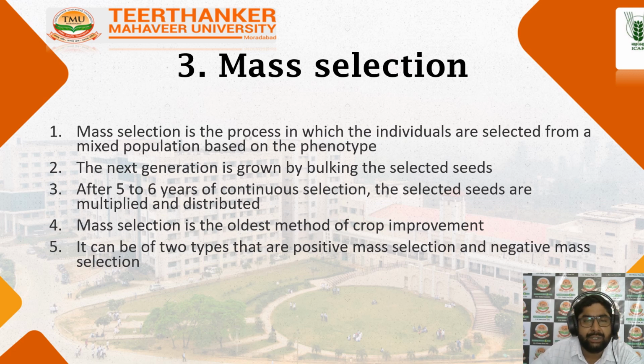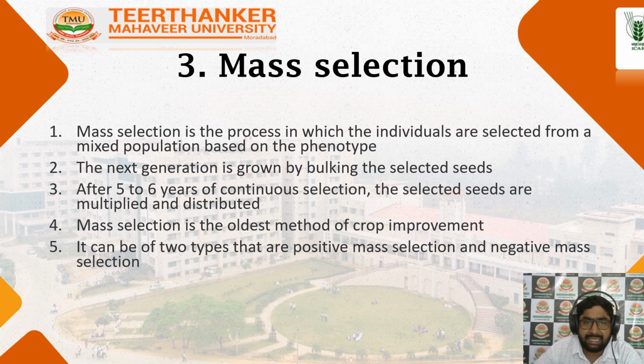Next, we can use mass selection in Rabi crops. Mass selection is the process in which individuals are selected from a mixed population based on phenotype. It means we see different phenotypes, heterozygous, segregating material. So we can purify the segregating material through mass selection within 7 to 8 years. That is a long process, but it is very simple. It can be of two types: positive mass selection and negative mass selection.